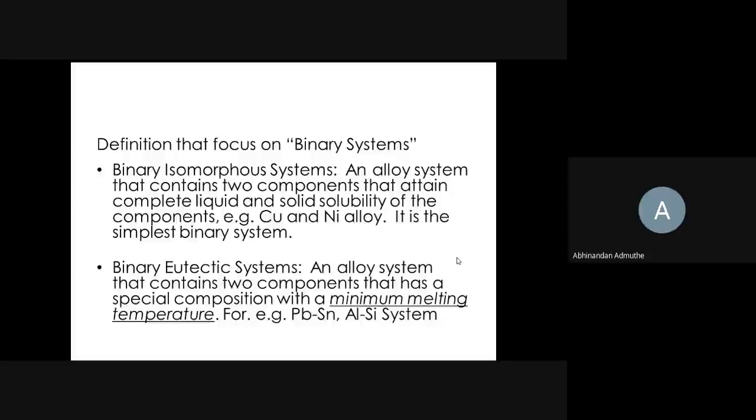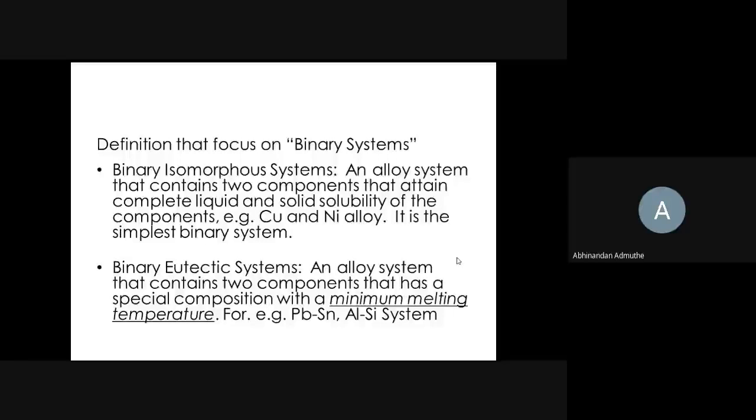solubility. Liquid solubility means we cannot separate the two liquids. If you mix water and kerosene together, it is a liquid mixture, but we can see the water and kerosene separately. Similarly, if we add oil into water, you can see oil separately and water separately. That is incomplete liquid solubility. But in the case of the binary isomorphous system, we have complete liquid and complete solid solubility.